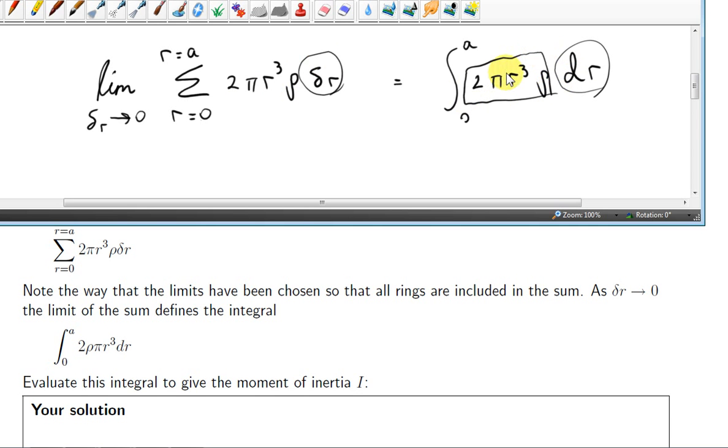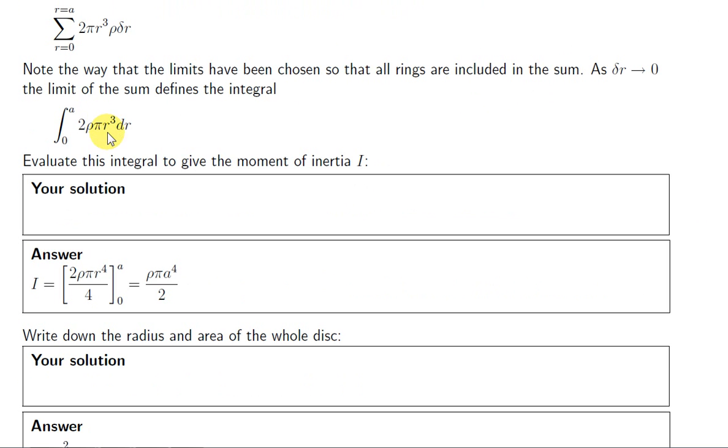So we integrate this with respect to r. The 2 pi rho are just constants. So if we integrate r cubed, we get 1/4 r to the power of 4. The upper limit is a, so we plug in a. The lower limit gives us 0.